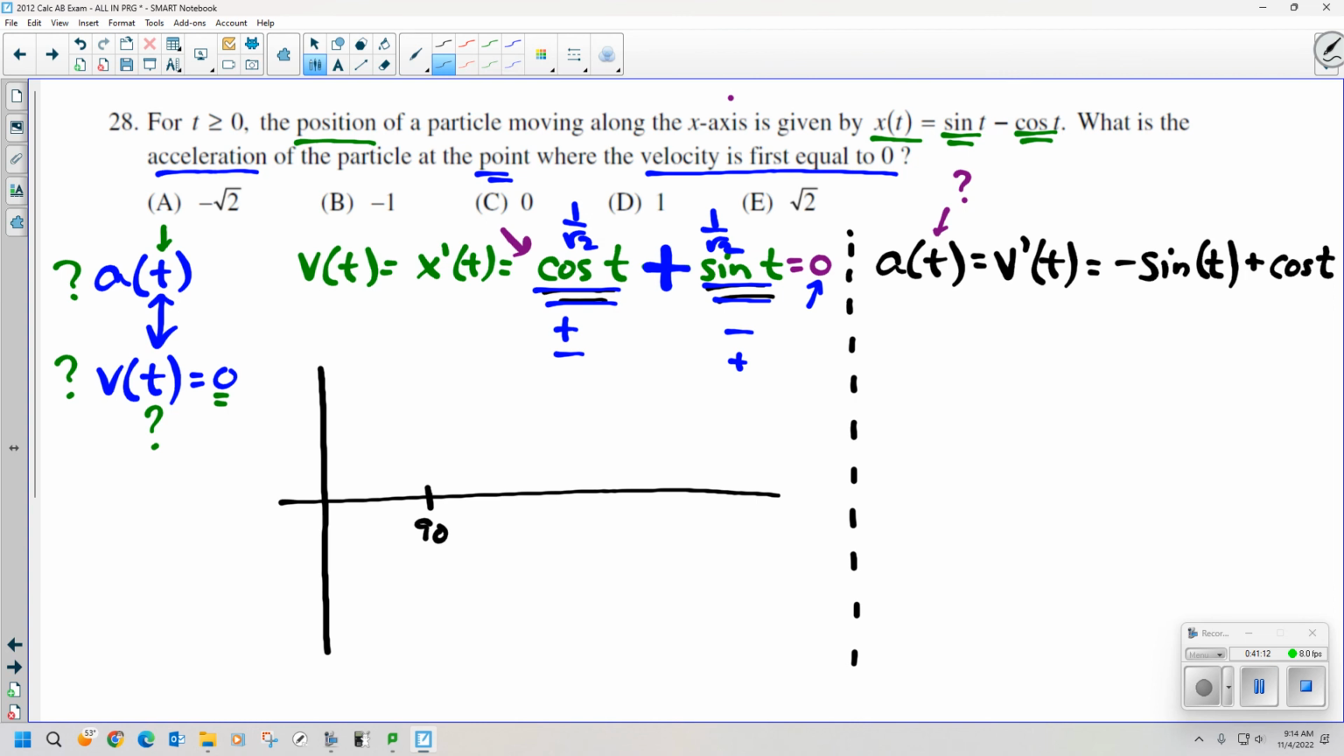90, 180, 270, 360. Here's 1, here's -1, here's 0 on the y, and here's 0 for degrees.